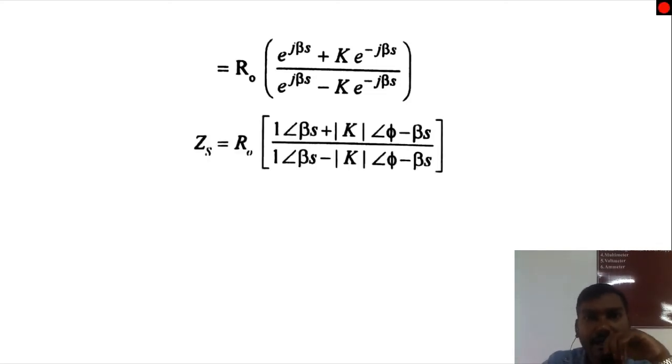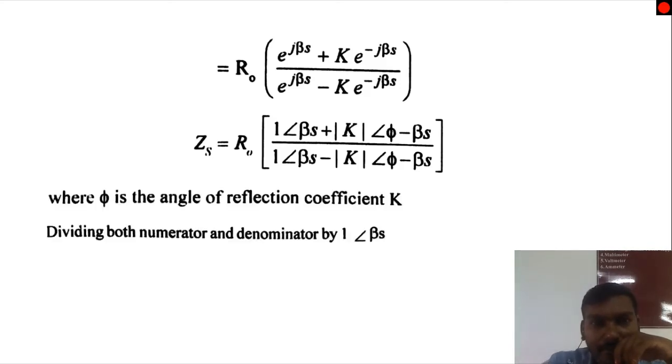And here e to the power of j beta s can be written in terms of modulus value and angle value, as 1 angle beta s. Similarly, k is written as modulus of k angle phi, and e to the power of minus j beta s is written as angle of minus beta s. In the denominator also you can write the same: 1 angle beta s minus modulus of k angle phi minus beta s, where phi is the angle of the reflection coefficient.